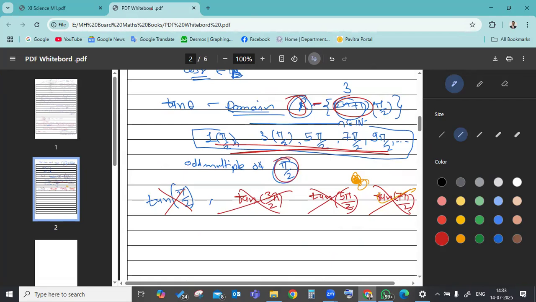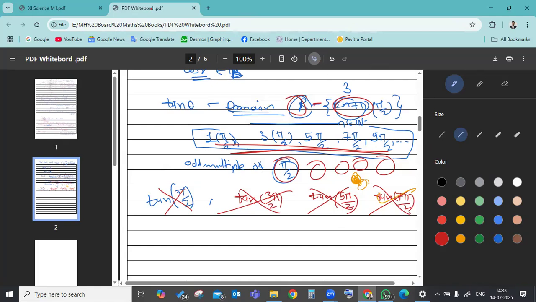These are definitely π/2, 3π/2, 5π/2, 7π/2, 9π/2, 11π/2, 53π/2, 77π/2, 93π/2, then 1353π/2. Whenever there is an odd multiple of π/2, its tan ratio cannot be defined. That's it.